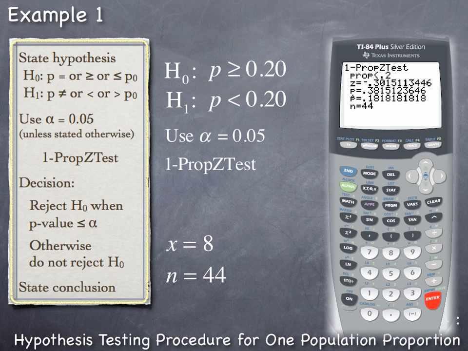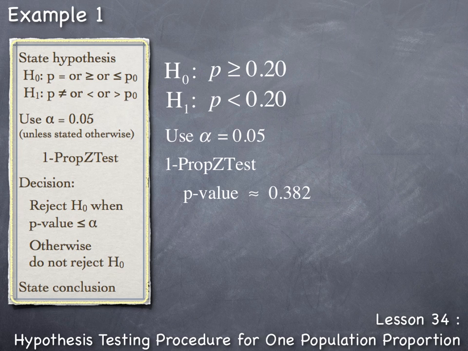The 1-PropZTest command calculates several results, including the sample proportion, p hat, equal to 0.1818. But the one number we're interested in is the p-value, the one that just says p equals. And the p-value being a probability, we need to round it off to the nearest thousandth, or 3 places after the decimal. So in this case, the p-value rounds to 0.382. Now that we have our calculated p-value, we can reach our decision.